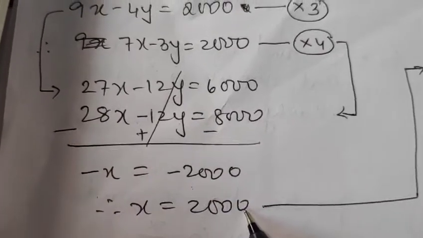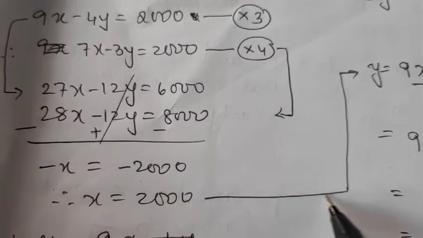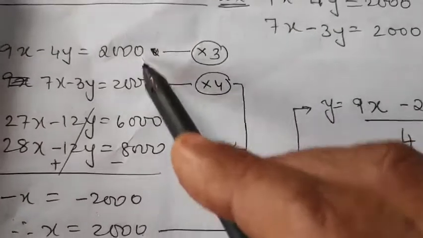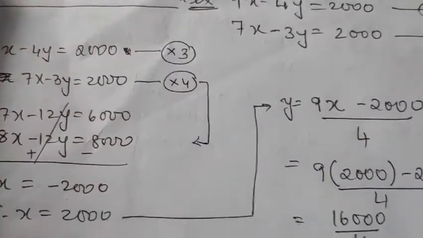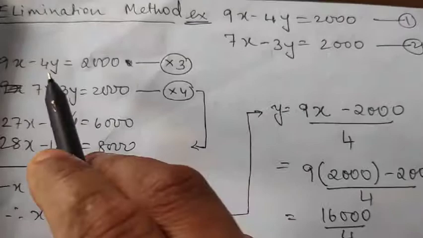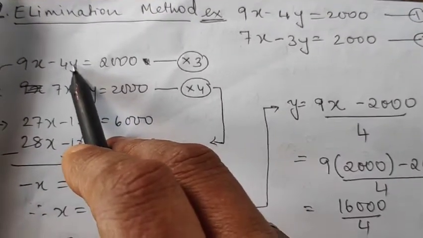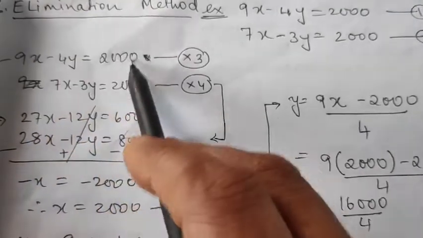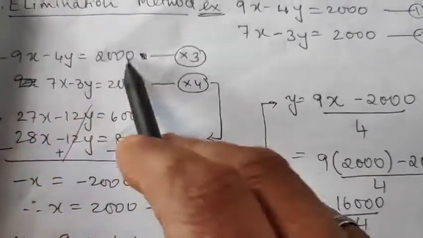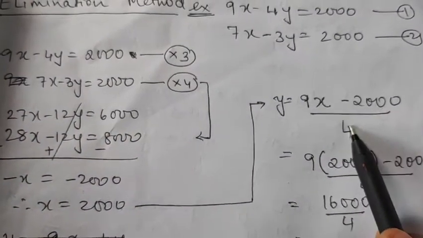So x is equal to 2000. Now this value of x, you can put it in any one of these equations, the original one. Which one did I take up? I took up the first one. See, I took y is equal to (9x minus 2000) divided by 4, putting 2000 over here.